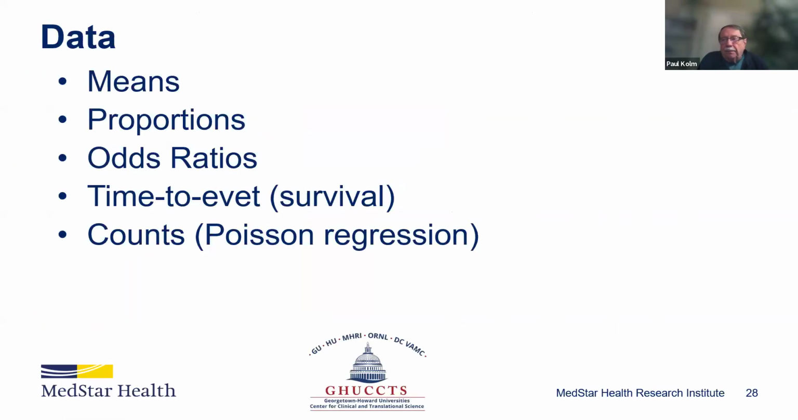So what I want to take the rest of the time to do is to talk about software, because you probably want to find some software that will do this for you, because the calculations are fairly complicated. The data that we can use to do this on is any kind of data, whether it's means, proportions, odds ratios, survival, or counts, where we use Poisson regression. We can calculate alpha error spending or a beta error for futility.